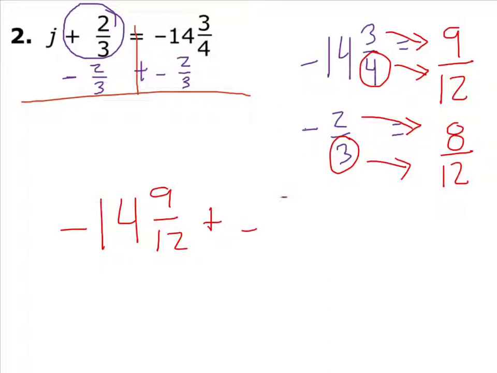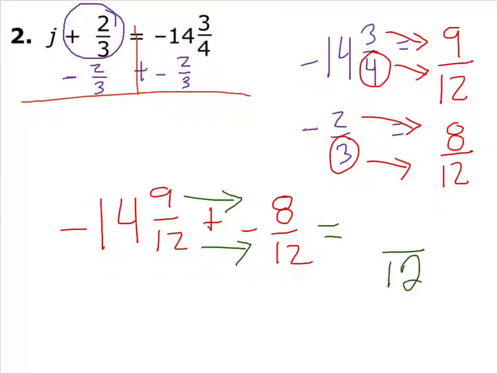plus negative 8/12. Now, if you remember, whenever I'm going to add these guys, I'm just going to add straight across here. Our denominators stay the same, so I'm going to have 12. 8 plus 9 is 17, and then I also have my 14 over here. So I end up with negative 14 and 17/12.